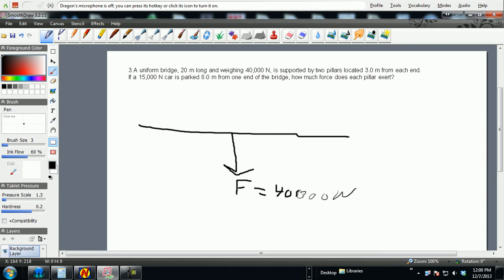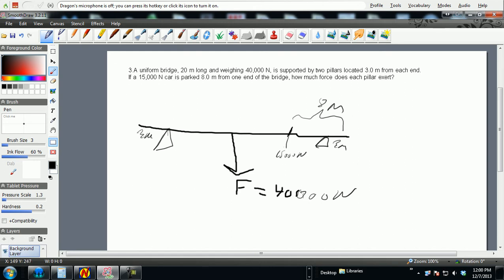Supported by two pillars located 3 meters from each end. So this guy is 3 meters here. This guy here is 3 meters here. A 15,000 newton car is parked 8 meters from one end. So let's put him right here. He's 15,000 newtons. He's 8 meters away from the end. How much force does each pillar exert?